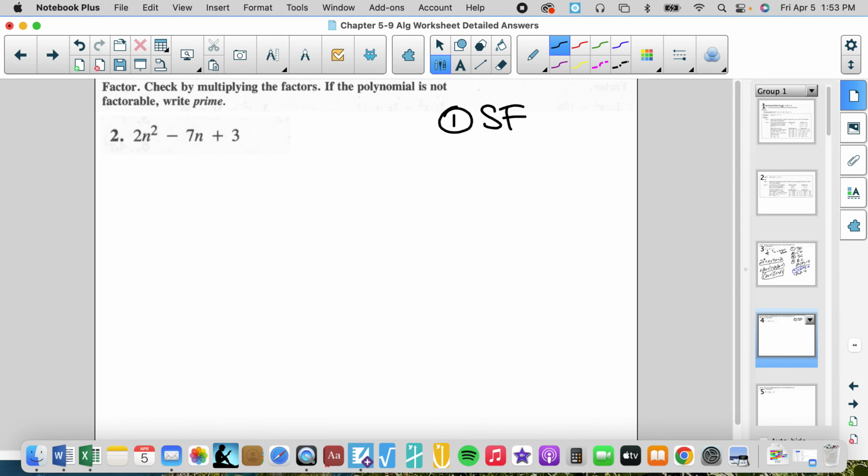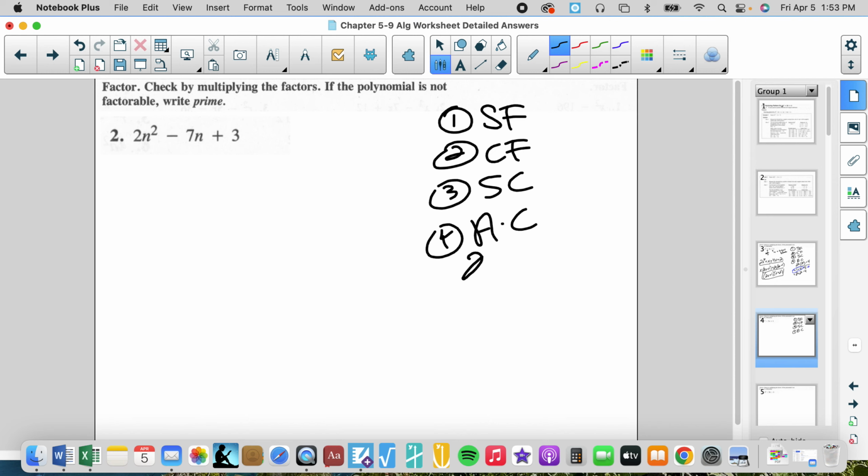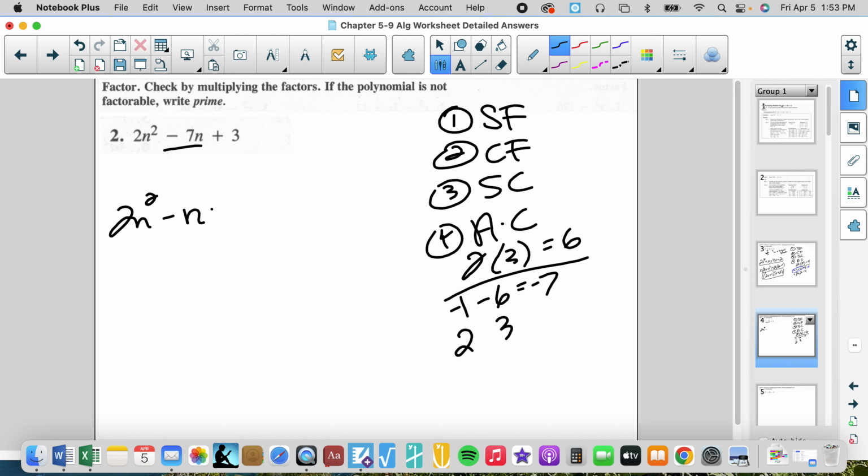Standard form, yes. Common factor, no. Special case, no. A times c. 2 and 3 make 6. Factors of 6 are 1 and 6, 2 and 3. Signs are the same, both negative. There's my negative 7. So we get 2n squared minus n minus 6n plus 3.